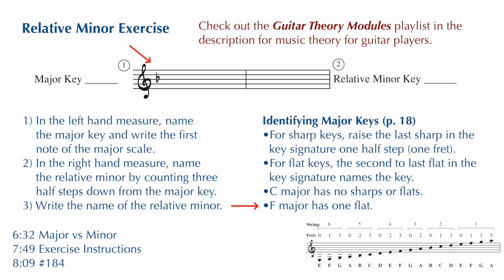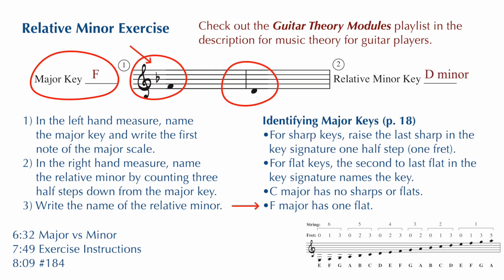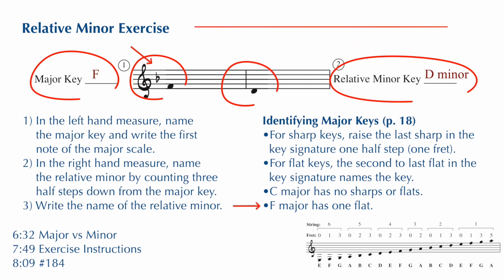The next one is not filled in. We have 1 flat in the key signature. If there's 1 flat in the key signature, we are in the key of F major. So you would write an F in that staff, and then write F where the major key blank is. To find the name of our relative minor key, you would start on an F, any F you like, and play 3 half steps down, 1, 2, 3, finding yourself on a D. So write a D in that staff, and then fill in that blank on the right with D minor.